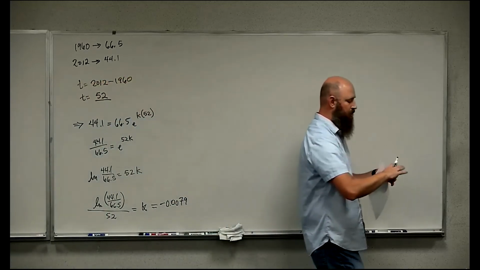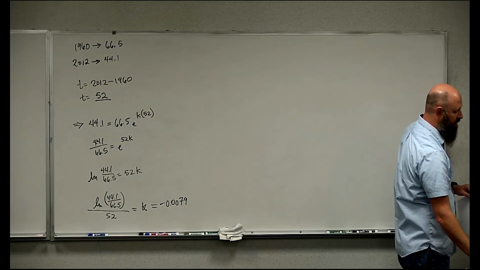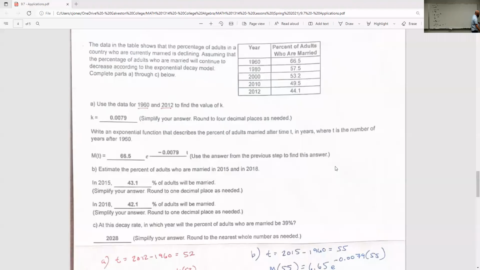Now, I do want to show you something real quick. I'm going to go back to my computer document here. Pay attention to those little details. Notice they didn't put a negative for k, even though I came up with a negative over here on my problem. They didn't write k equals a negative.